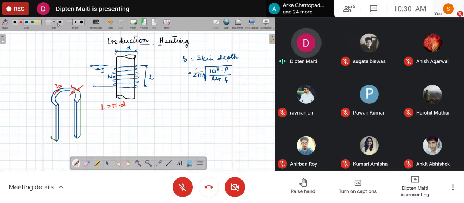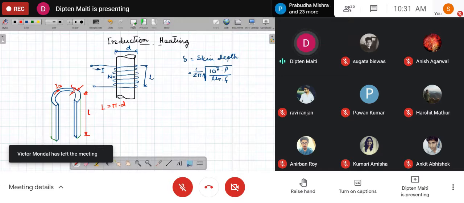And the length of the cylinder here, this is the length of the metal piece, and this is the length L. So I hope you can visualize the path of the eddy current that is flowing, and due to that we would deduce the amount of heat produced.